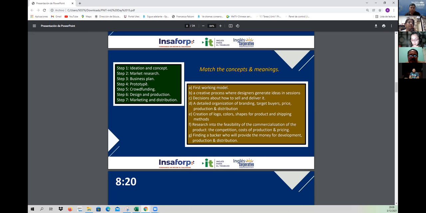I think the Jose Carlos knows the correct answer. Really? I'm sorry, Jose Ignacio. I help with the step three. For me it's letter G. Business plan is finding a partner who will provide the money for development, production, and distribution. But the money is more related to the crowdfunding, because crowdfunding means in Spanish recaudación de fondos. Yes. Letter G is more related to the step five. Okay, thank you.